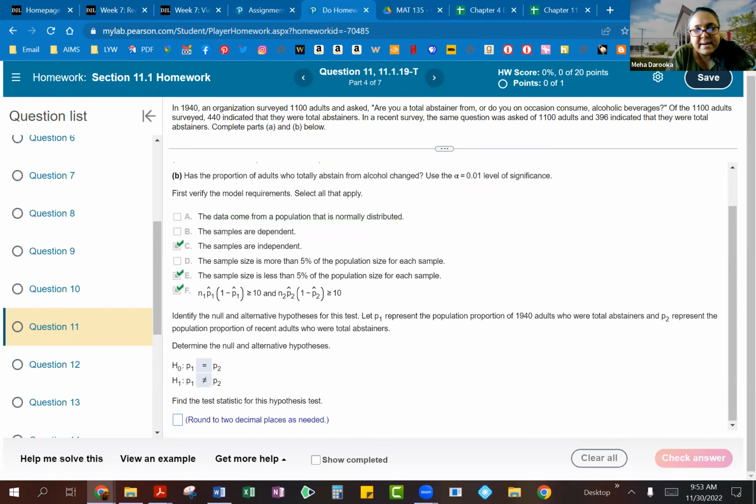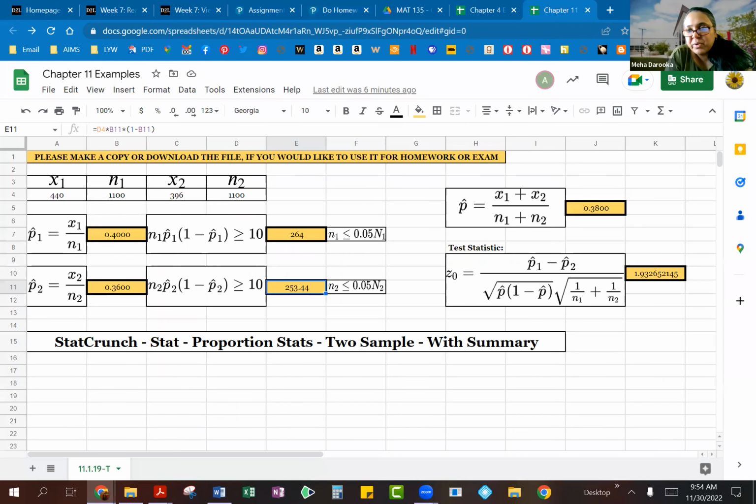And now you can see they're asking us to find the test statistic over here. So the test statistic is the calculation that I have over here, which is this number. What I did was use the textbook formula, just to show you how you would use the formula from the textbook.